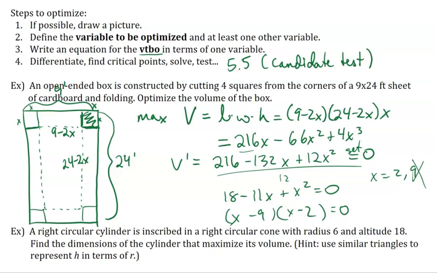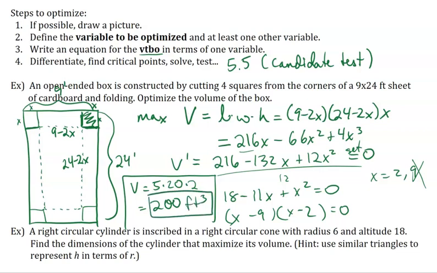Okay, so my maximum volume occurs at 2, but I need to know what that volume is because I am trying to optimize the volume. So I'm going to plug 2 back in. I'm going to come over here and do it. So I get V equals, and I'm going to plug into my factored form. So 9 minus 4 is 5, times 24 minus 4 is 20, times 2 gives me 100 times 2, 200, and it is cubic feet.